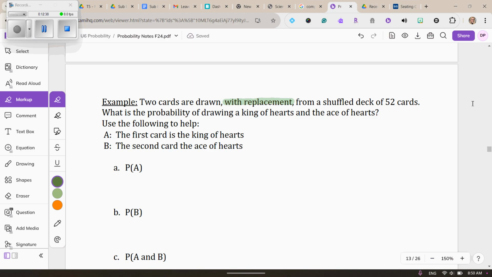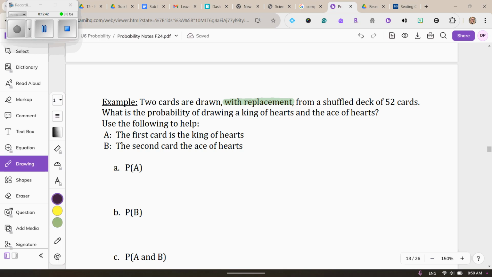Okay, so there are my two events, the King of Hearts. There is only one King of Hearts in a deck of cards out of 52. So there's a 1 out of 52 chance of getting the King of Hearts. And then it says the second card is the Ace of Hearts. There's only one of those as well, so 1 out of 52.